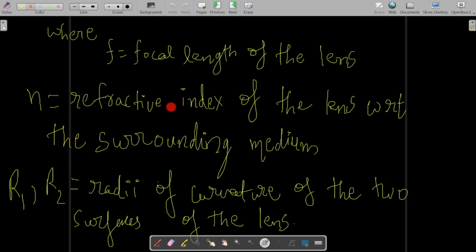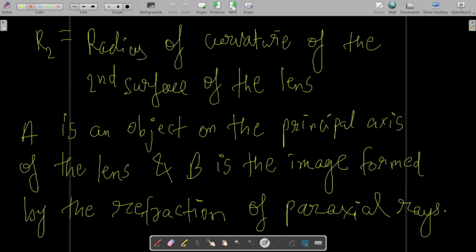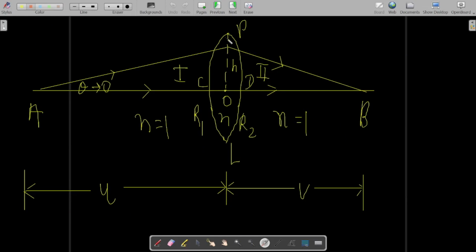It is the refractive index of the lens with respect to the surrounding medium, which I had shown to you over there. R1 and R2 are the radii of curvature of the two surfaces of the lens. Now let us understand the meaning of this. Suppose from here till here, this is your surface number 1, and from here till here, this is your surface number 2.